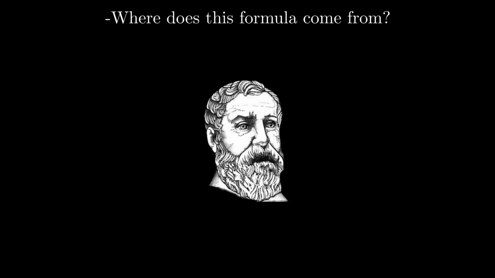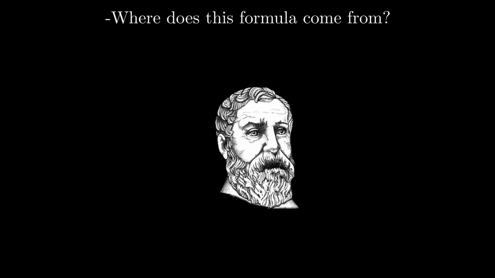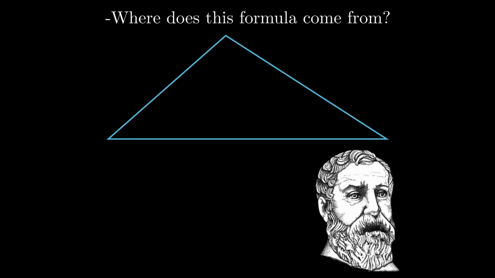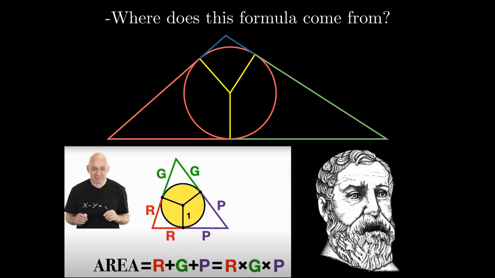But where does this formula actually come from? Well, it comes from this guy, Heron of Alexandria. And it has to do with a triangle, and its incenter, and respectively its incircle, creating tangents from the sides. We can note that the blue sides, the red sides, and the green sides each have their own equal value. Mathologer has a very good video about this that could explain it way better than I can.